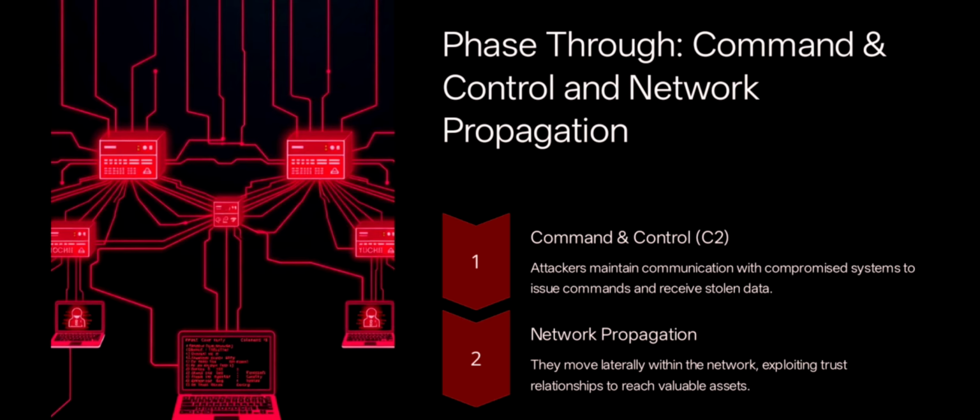5. Indicators of network propagation. Security teams should monitor for unusual use of administrative tools, PsExec, WMI, RDP. Abnormal authentication patterns, e.g., from non-typical user devices. Sudden access to high-privileged systems by standard users. DNS lookups or SMB requests to multiple internal hosts.